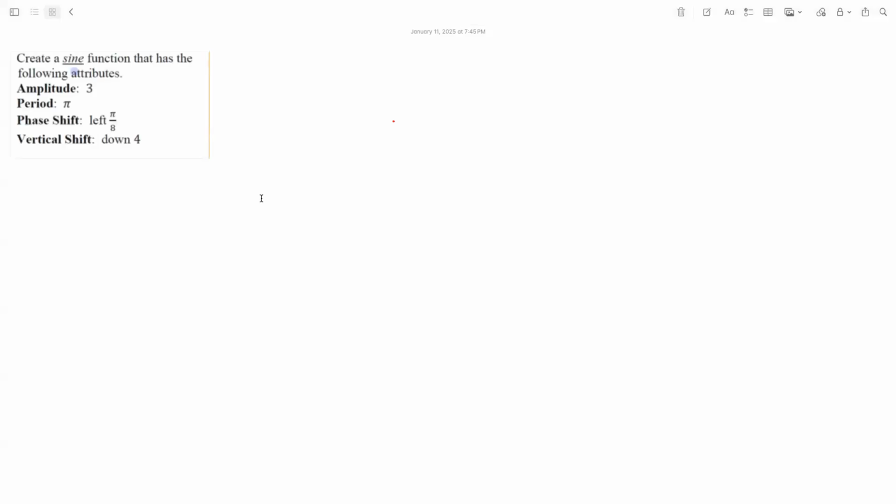Okay. How about this? Would you be able to write an equation for this one for me? Try writing an equation given this. Amplitude is 3, period is pi, phase shift is left pi/8, vertical shift down 4. Vertical shift down 4. That means what? What is the midline? -4. Yep. So the equation of the midline is y equal to -4.